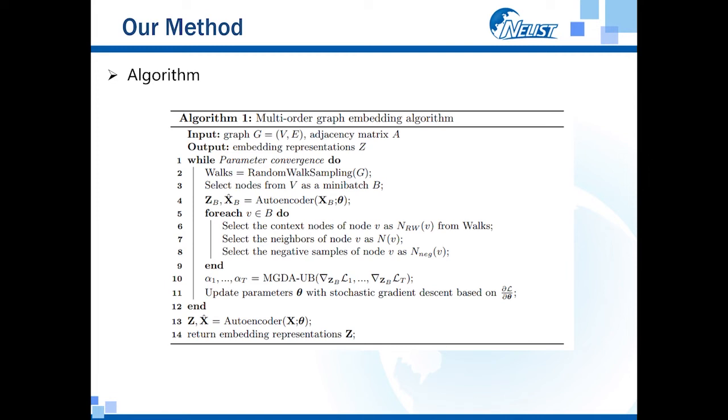Then we can calculate the gradient with respect to the representation Z and the weight of each loss. Then we will update the parameter theta with SGD. For convenience, we just return the final embedding representation Z.